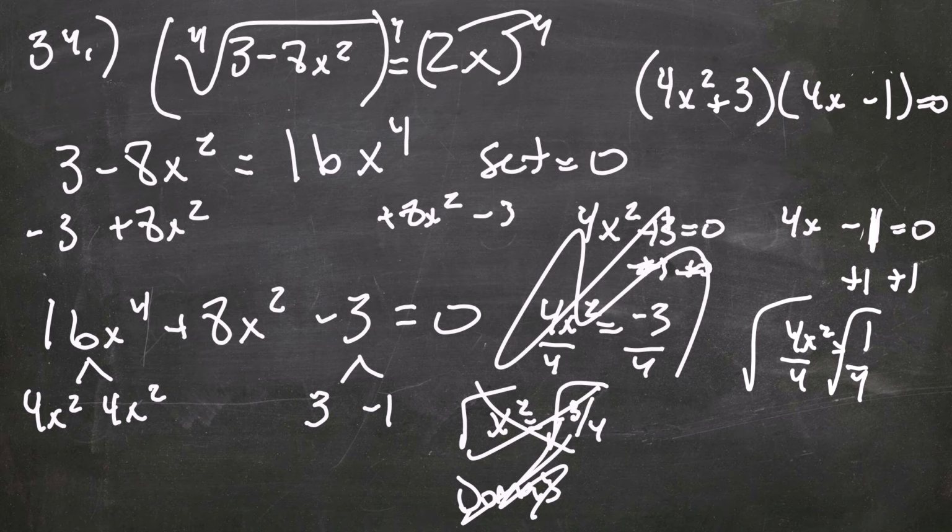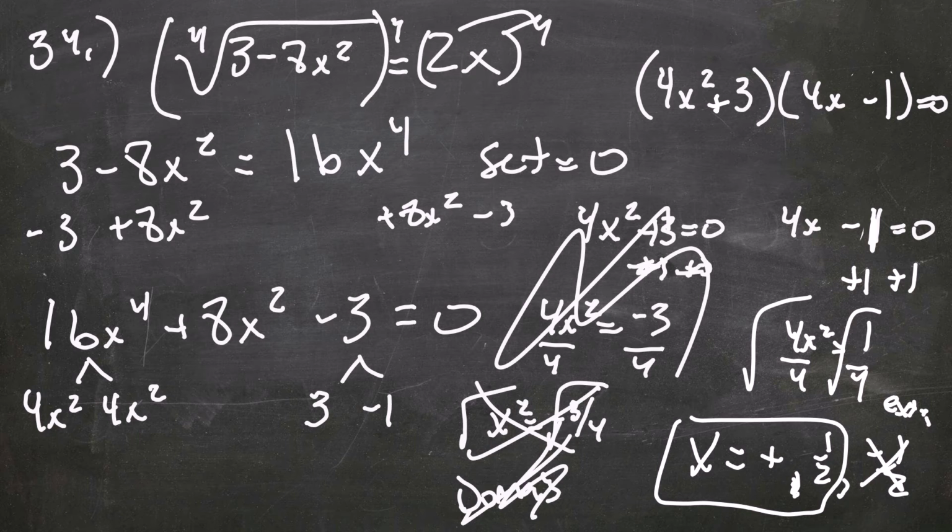Divide by 4. I get 1/4. I square root both sides. Then I get x equals plus or minus, positive 1/2 or negative 1/2. When I plug them in, negative 1/2 is extraneous. So positive 1/2 is your good answer. Okay? You have to show me your own check step. I'm running out of time, so I'm not going to do the check step.